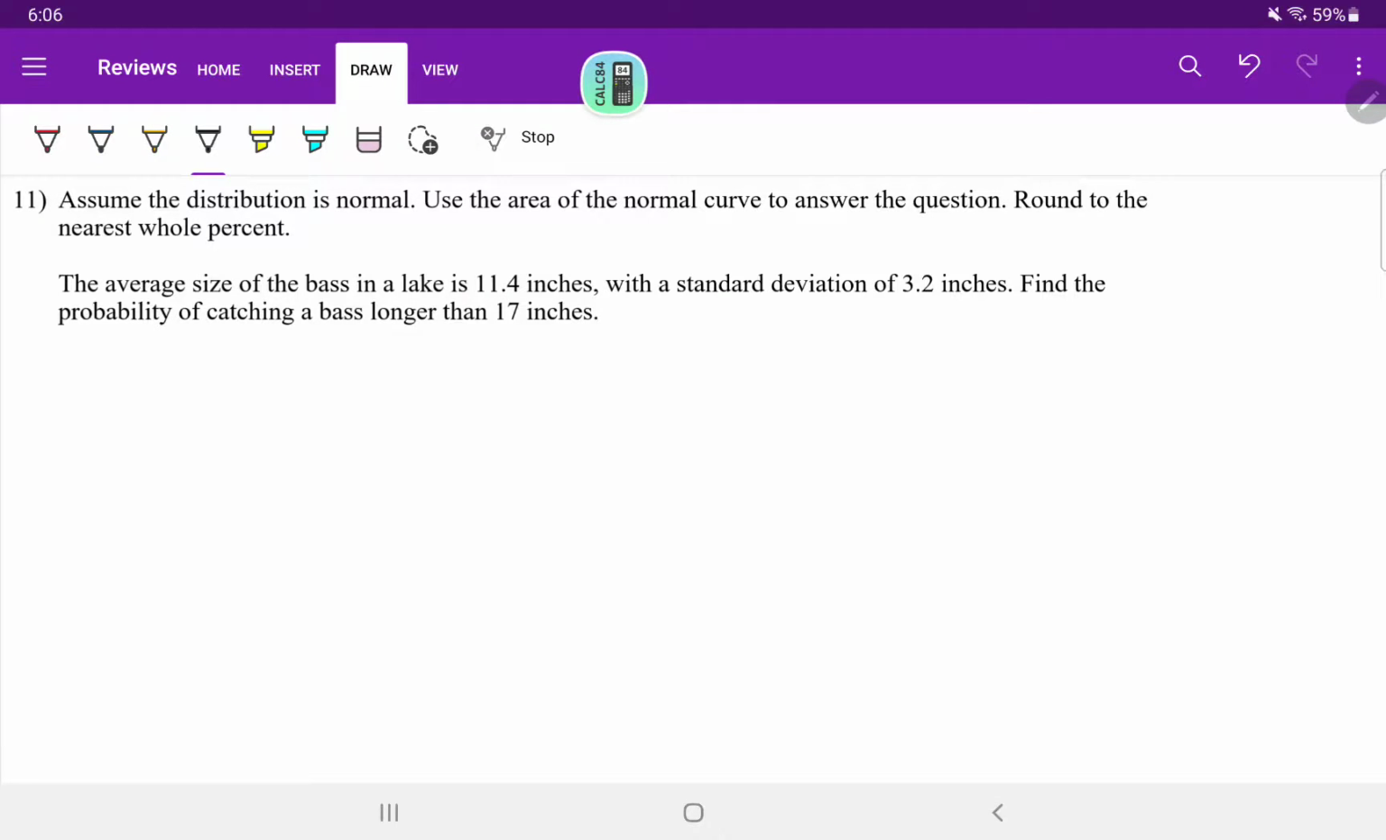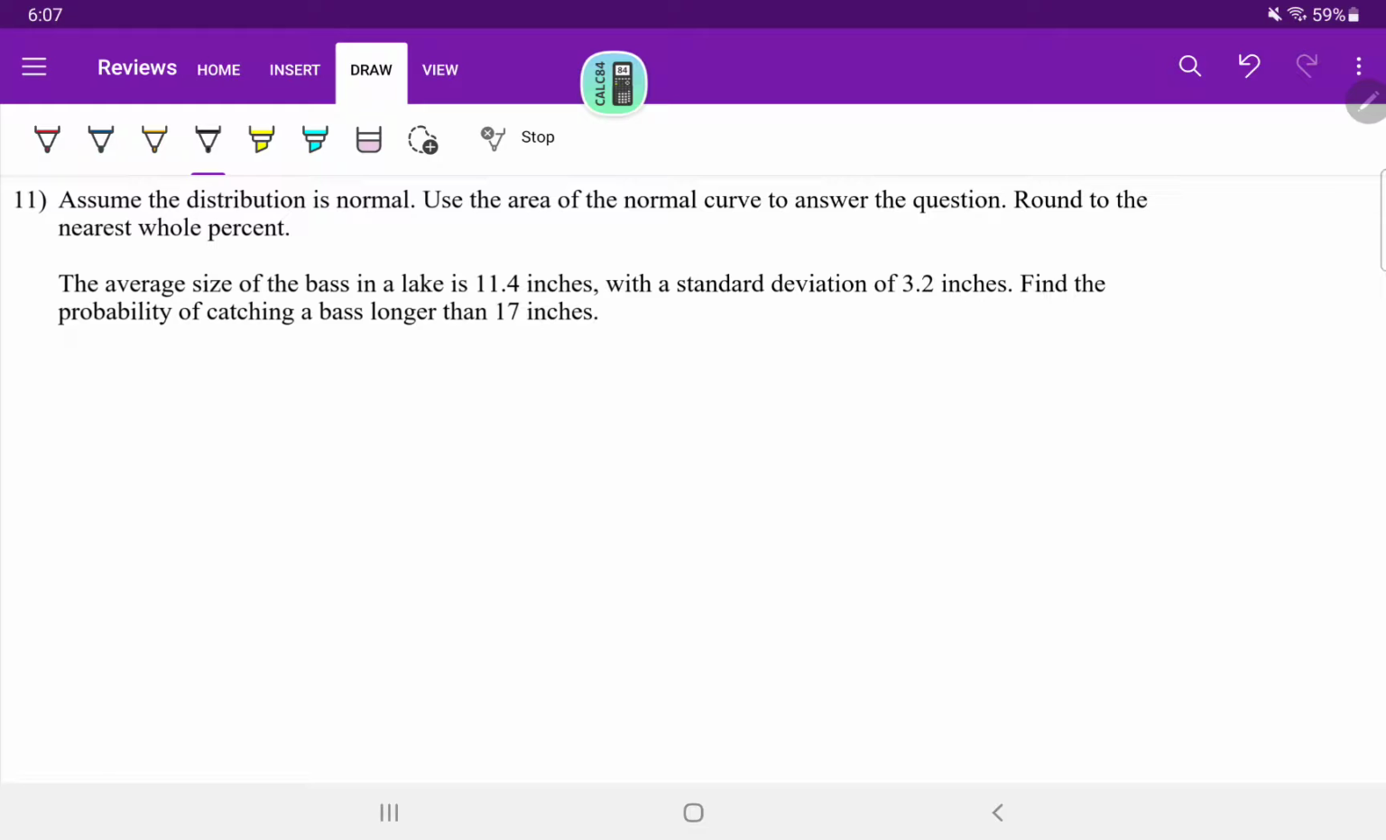All right, guys, number 11. And before I get into the question, number 11, number 12, and number 13 are all from the applications of normal distribution. So I'm going to do each question in a separate video, but each question will build off the same type of concepts that we did for questions 6, 7, and 8. Now, let's get into the question.